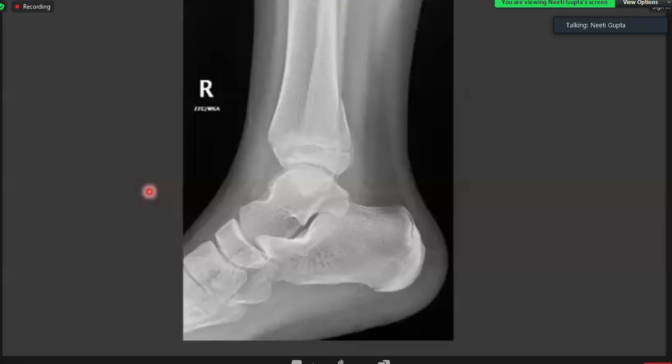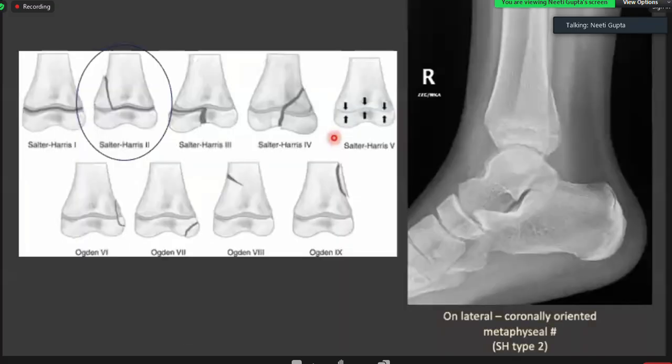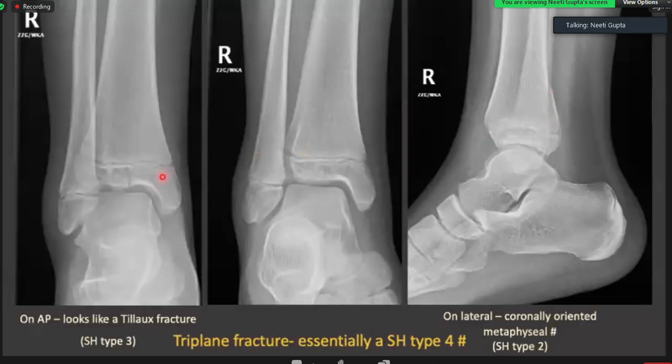Now, in the same case, we look at this lateral view. Are you able to appreciate this subtle fracture line involving the posterior tibial metaphysis, which is extending up to the distal tibial physeal plate? So this will qualify for a Salter-Harris 2 type fracture. But when both these fractures are seen in the same case, this indicates a triplane fracture. So this is essentially a Salter-Harris type 4 fracture.